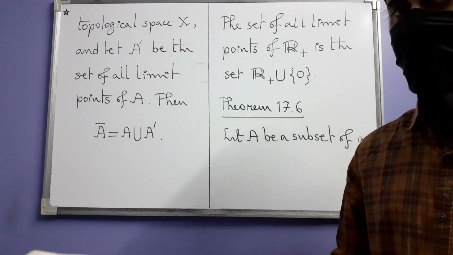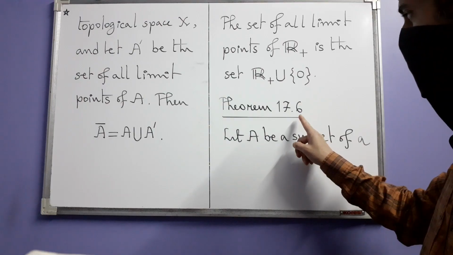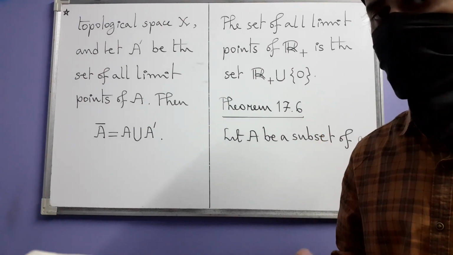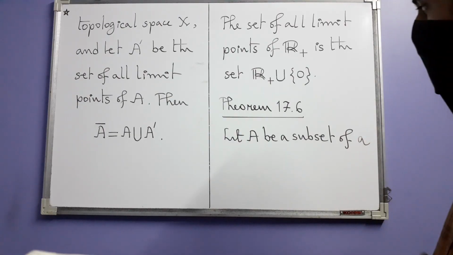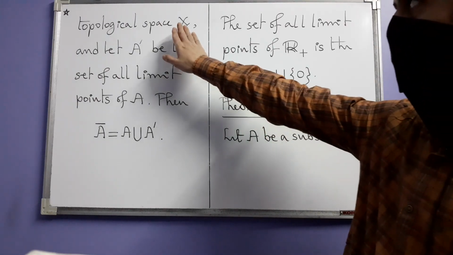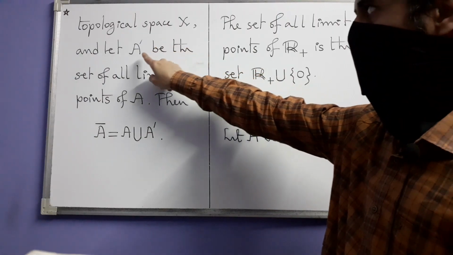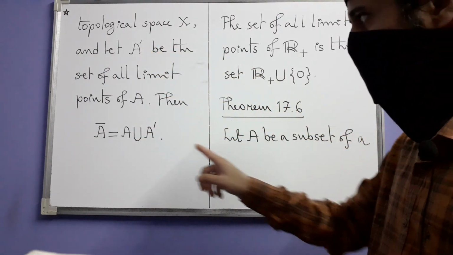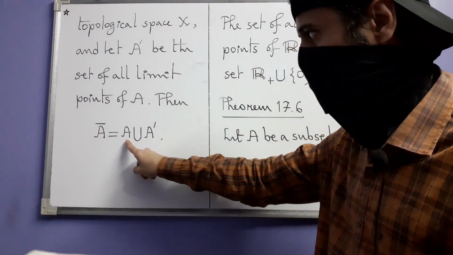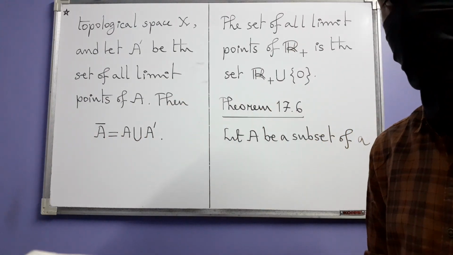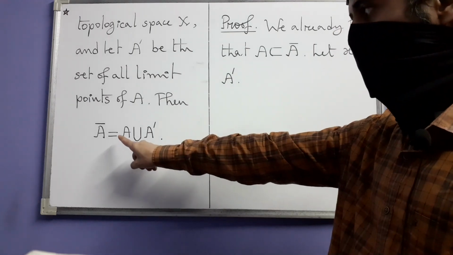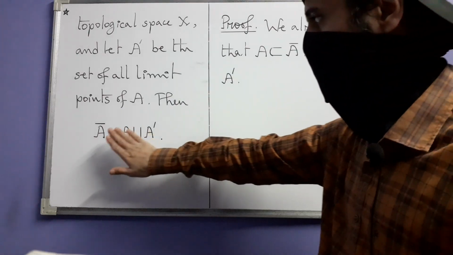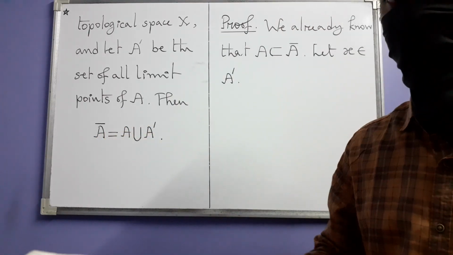And then we have a result, theorem 17.6, where we are going to see how limit points are related to closures of subsets. Let A be a subset of some topological space X, and let A prime be the set of all limit points of A. Then the closure of A equals the union of A and A prime. To prove this equality, it's enough to show, and in fact that's the only way to show this, that each set is a subset of the other.